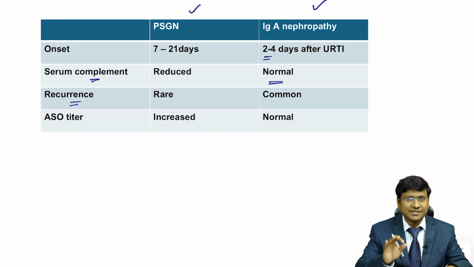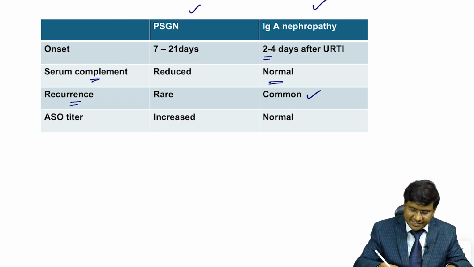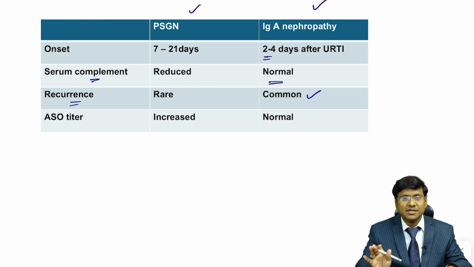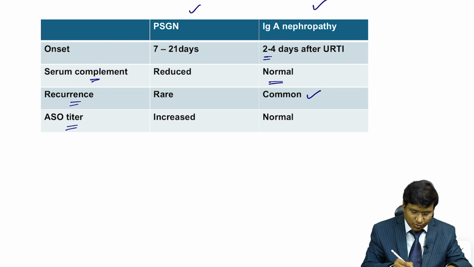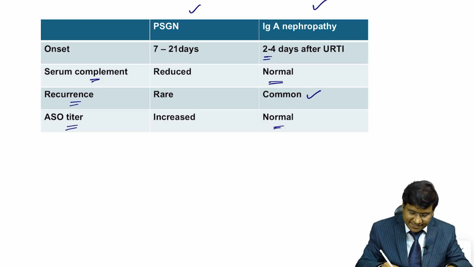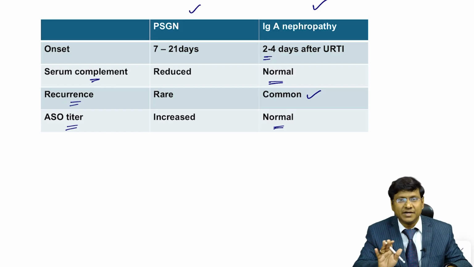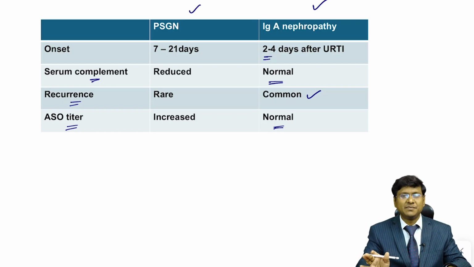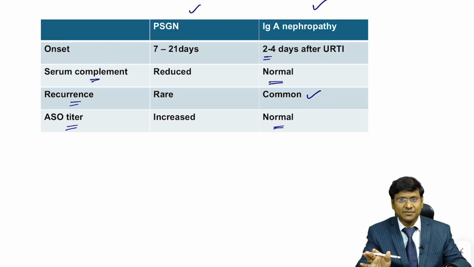And what about the recurrence? Recurrence is rare in post-streptococcal glomerulonephritis, whereas in IgA nephropathy, the recurrence is common. Then what will happen to the ASO titer? The ASO titer in case of post-streptococcal glomerulonephritis is increased, whereas in IgA nephropathy, the ASO titer will remain normal. So these are the differences between PSGN and IgA nephropathy.